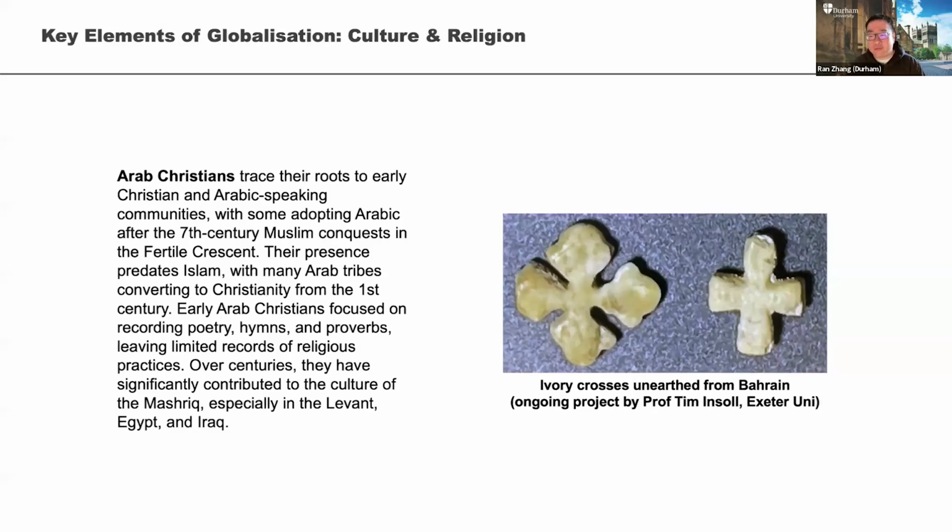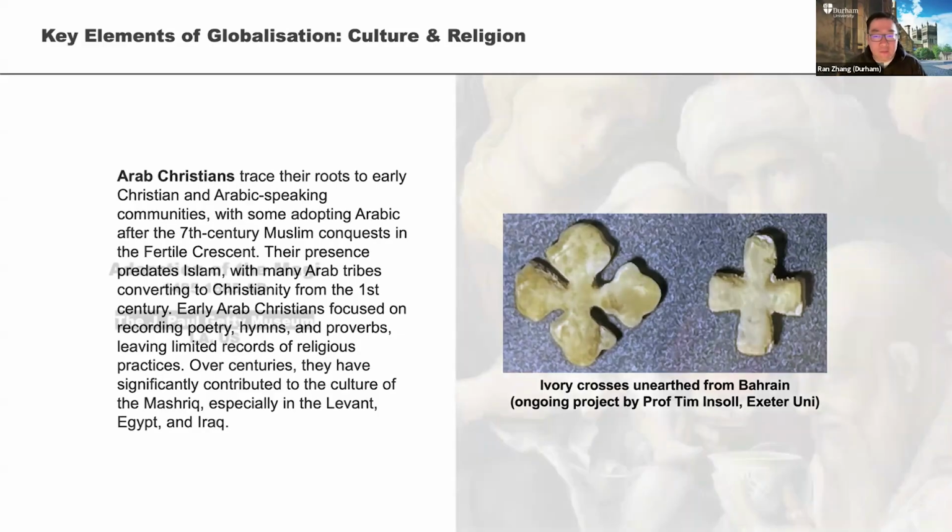Like this one is from Bahrain, one of the recent archaeological projects there, and you can see they have these ivory crosses from the site. Actually, the site is a church and not a mosque. And archaeologists also found pigs and pig bones, telling us that the local communities were clearly not eating halal food. They were having very clear Christian behaviors and traditions. So you can see this spread of religion as well.